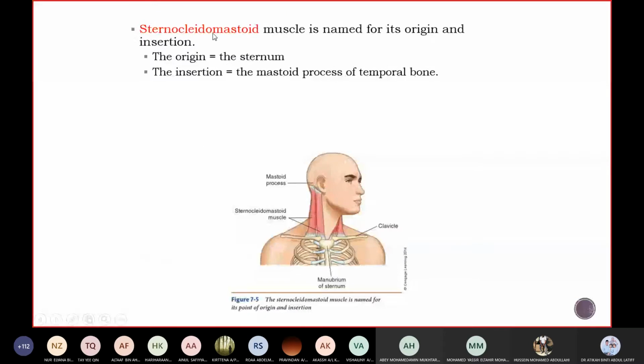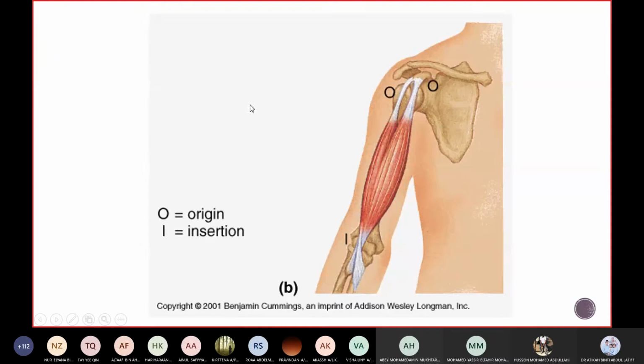For naming purposes as well, we have muscles that are named according to the origin and insertion. For example, the sternocleidomastoid. Sterno means the sternum, so it originates from the sternum. Here this is the sternum. Cleido means clavicle, so this is the clavicle, and mastoid is the mastoid process of the bone. So this muscle is named sternocleidomastoid because of the origin and insertion.